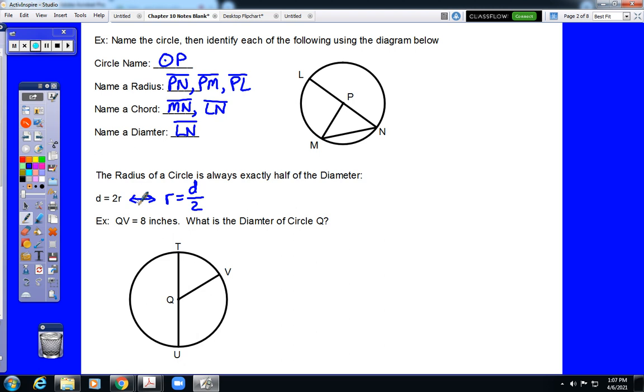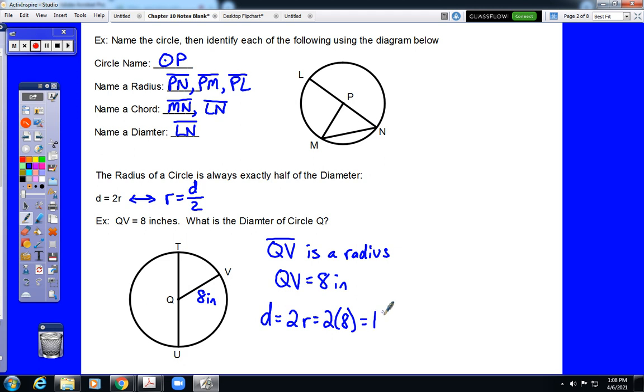Okay? So in the example there, QV is 8 inches. How would we find the diameter? Yeah, QV is a radius, and its length is 8 inches. Since diameter is equal to 2 times the radius, that is 2 times 8, or a diameter of 16 inches.